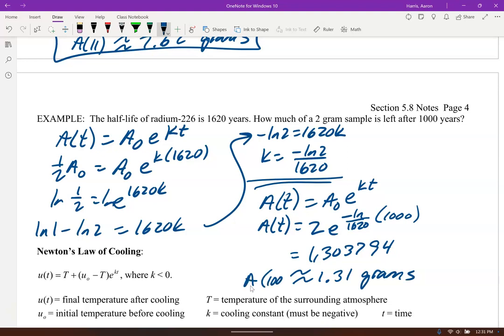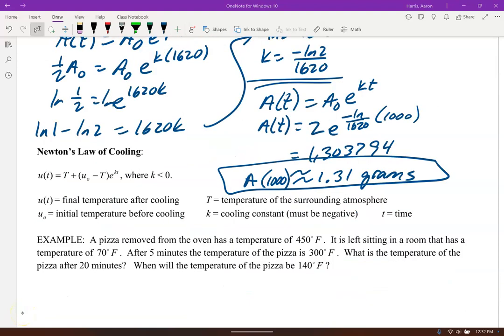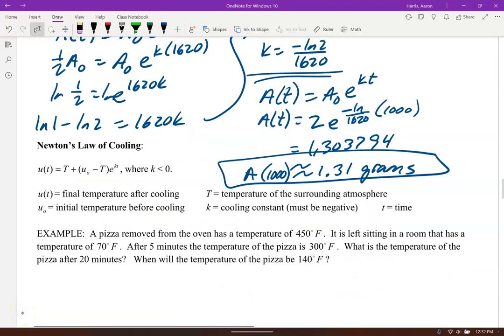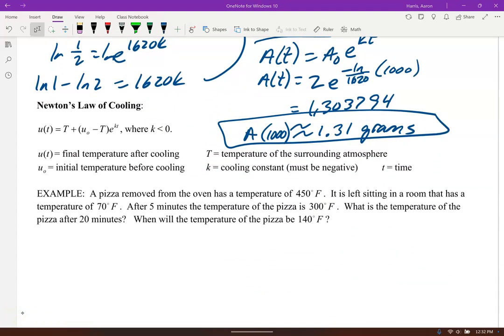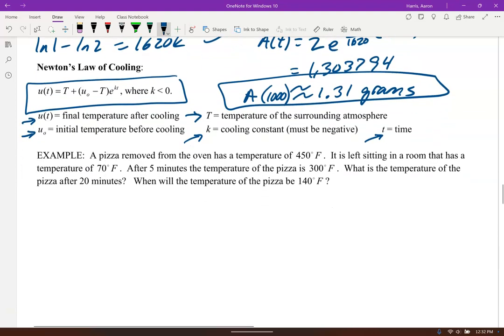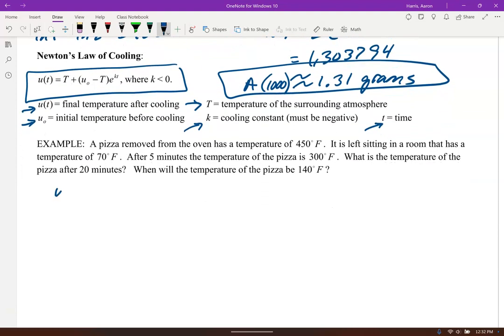after 1,000 years. All right, some other types of decay problems is Newton's law of cooling. So this has a different formula here for Newton's law of cooling. And I have here written, u of t is our final temperature. This is our initial temperature. Capital T is the temperature of the surrounding medium, and k is the cooling constant, and t, of course, is time.